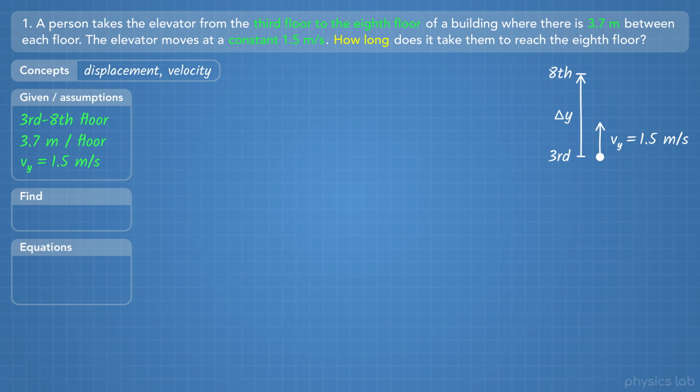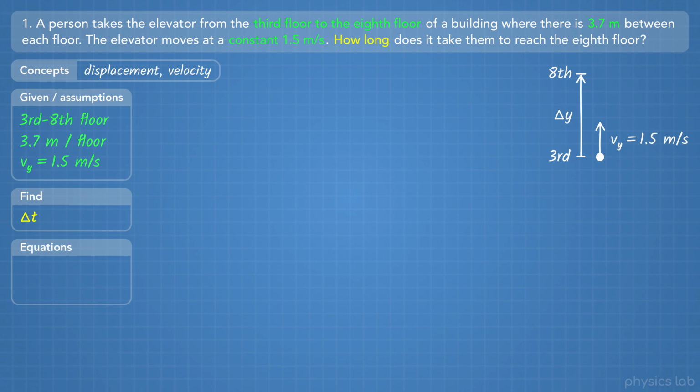Now let's write down that we're trying to find a period of time, which we represent with delta t, or sometimes just t. Finally, let's write down any important equations that we might need to use to solve this. We have an object moving at a constant velocity, and we want to find how long it takes to travel some displacement.